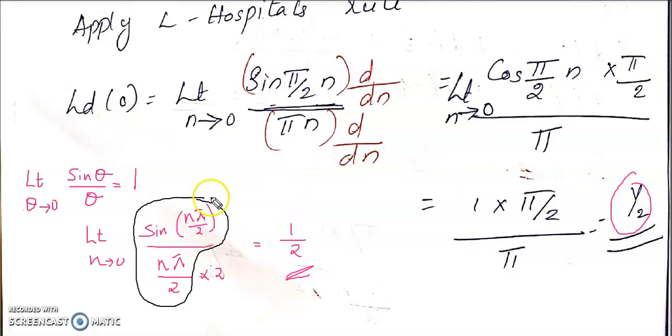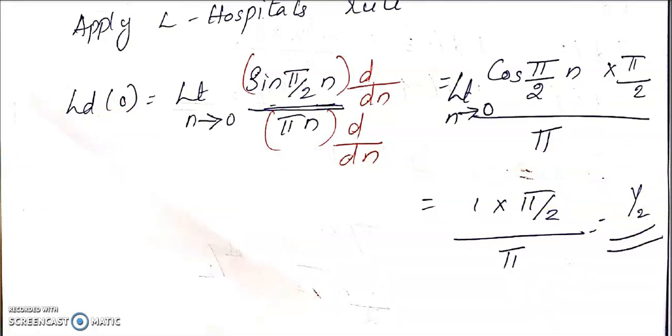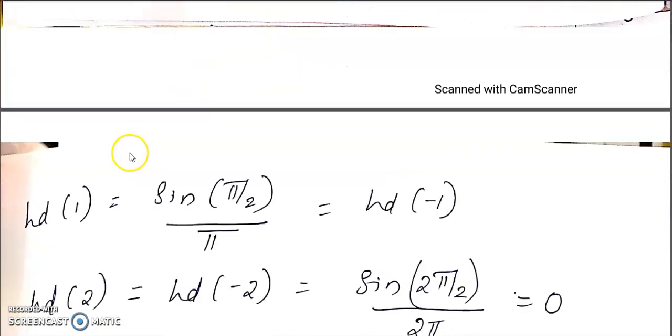Okay, Hd of 0 is 1 by 2. Then we can substitute the remaining values. n varies from -4 to 4, except n is equal to 0. They have no other problem. Then another one is symmetry.